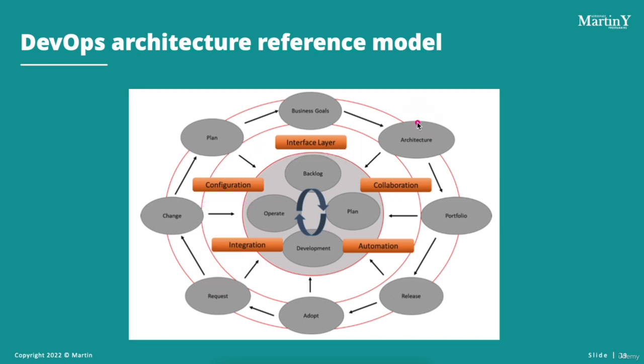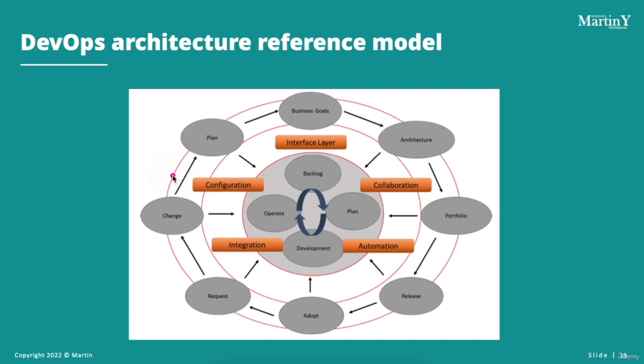So in the outer cycle, the business goals are translated into architecture. From the architecture, a portfolio is created with building blocks to create products and services. Products are released to the market and adopted, but due to changing demands, there will be requests for changes. Those changes will drive new enterprise planning and some change in the business goals. In that way, the business will continuously absorb the change in demands.